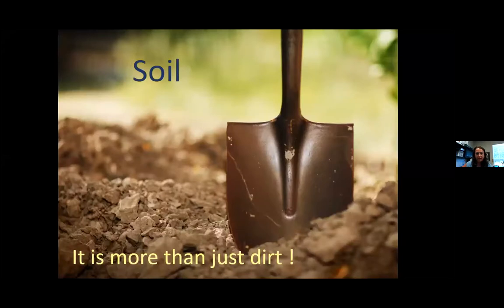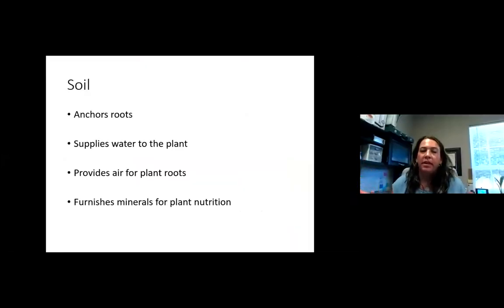There we go. All right, so soil, it's important because it anchors roots, of course, supplies water to the plants, provides air for plant roots, which is really important because our plants photosynthesize and create their own energy in sunlight, but 24 hours a day, 7 days a week, all plant parts, including roots, break down that energy and take in oxygen to break it down, to put that energy into growing. So if we can't get oxygen to the roots, then our root system will not grow.